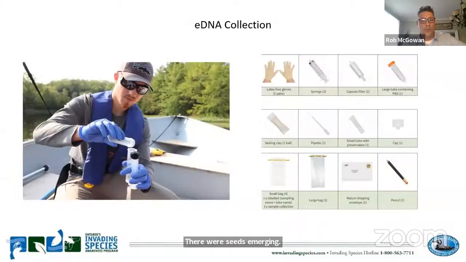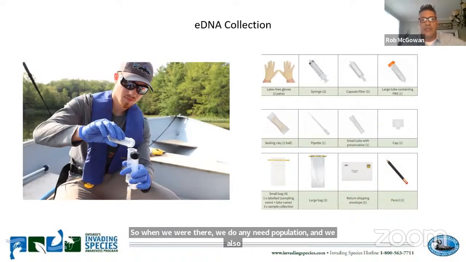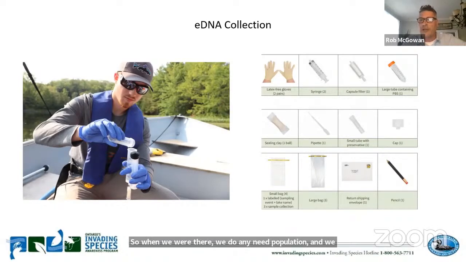So when we were there, we delineated the population, and we also took some eDNA samples. I don't know if you saw Colin Cassin's presentation yesterday. eDNA is an early detection tool. Even though we knew water soldier was there because we physically went there, we took some samples upstream and downstream of the population to see if we got any hits there. The biggest hit we got was obviously at the site of the population.